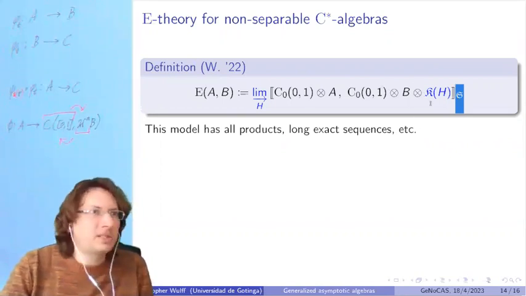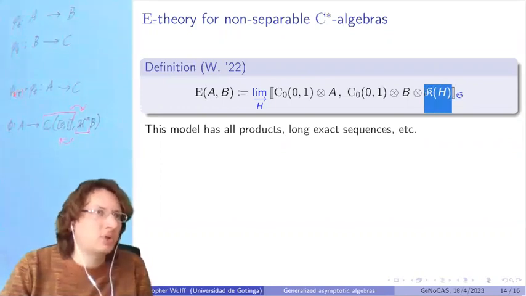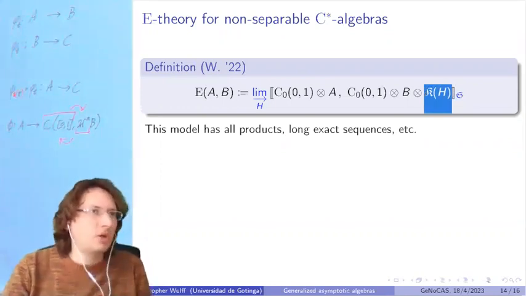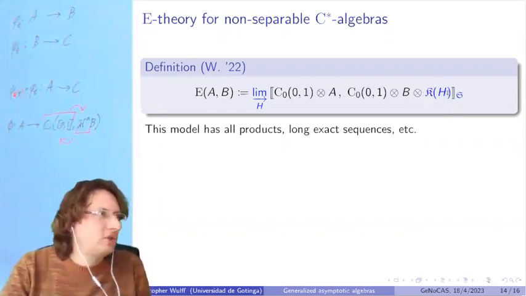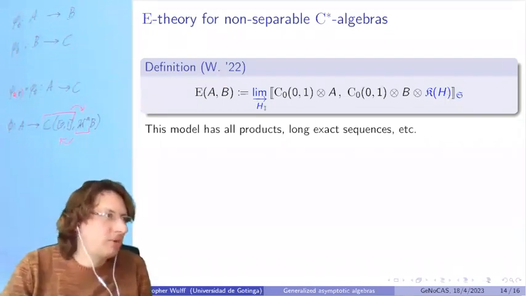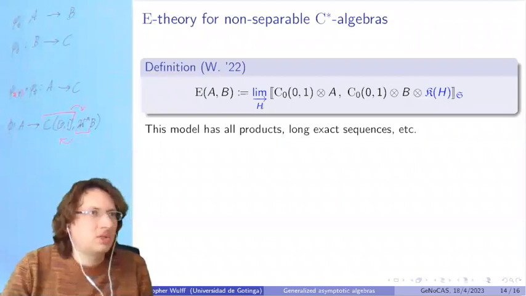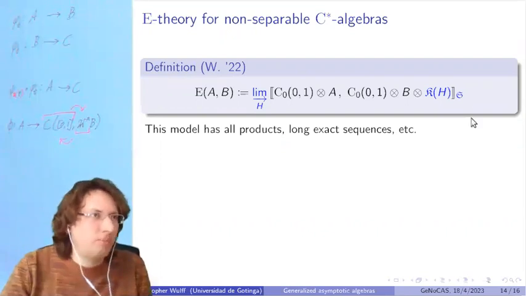Instead of just tensoring with the compact operators on a separable Hilbert space, I now also want to consider the compact operators on non-separable Hilbert spaces. So this H here can be non-separable, and of course, which Hilbert space do we take? Well, we take all and then take the direct limit over arbitrarily large Hilbert spaces. But essentially E theory is again now the asymptotic morphism sets plus some additional decoration.